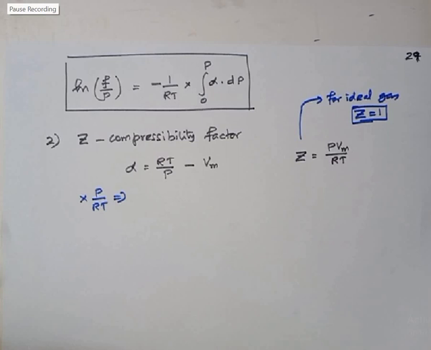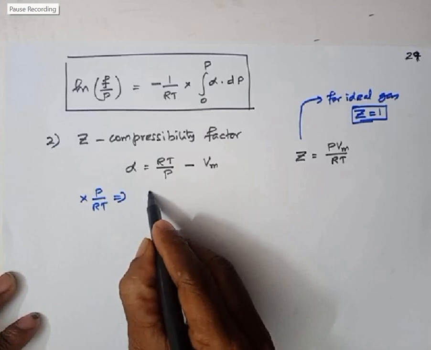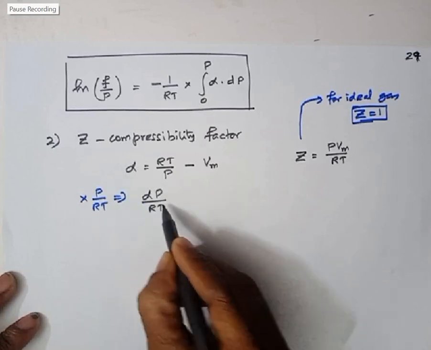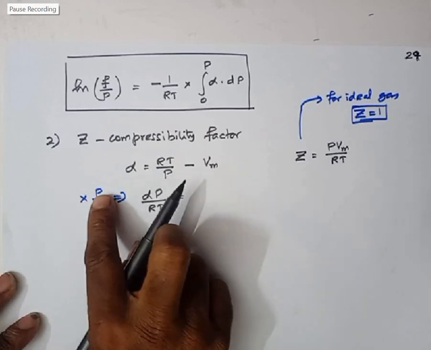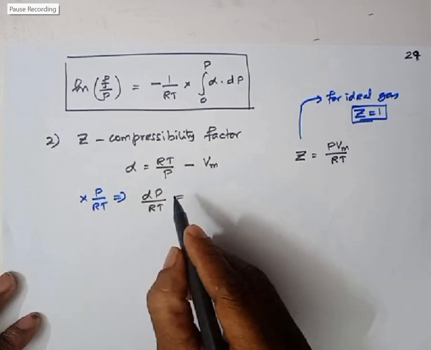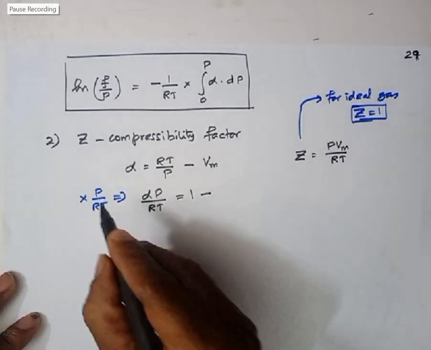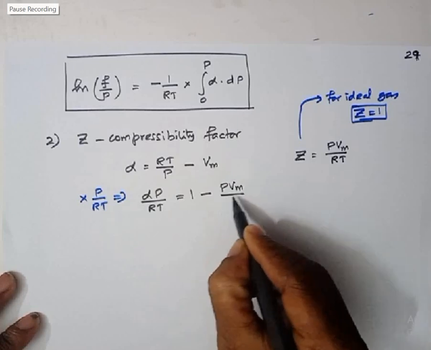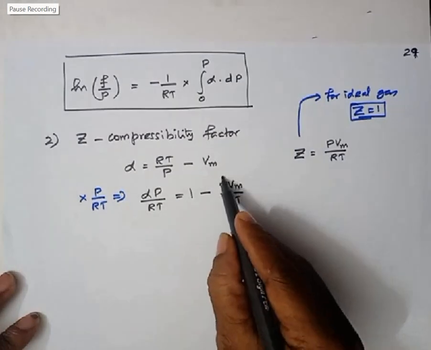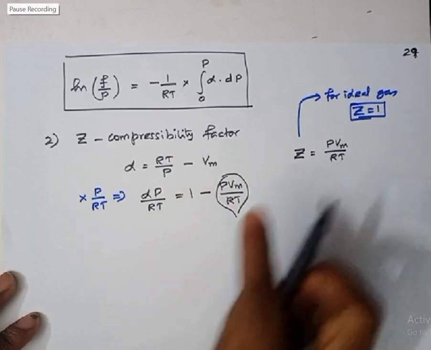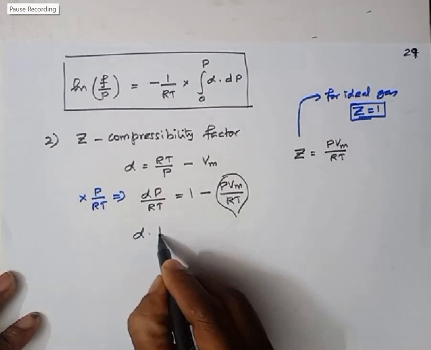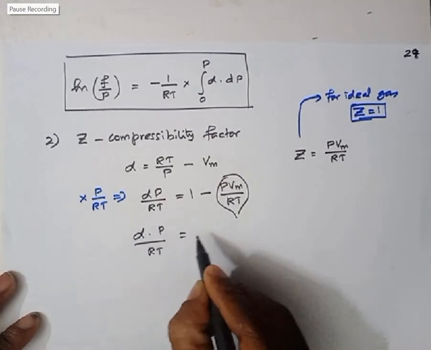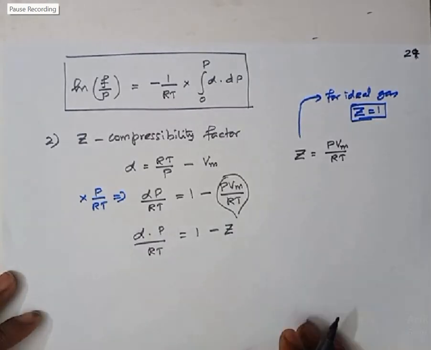So what we get is, in the left hand side we have alpha, so multiply with the P. So alpha into P and divide by RT equal to here, if I multiply with the P, I have P in the denominator here. So this P and this P cancel, RT cancel. So we will get 1 here. Minus, if I multiply here, I will get PVM by RT. Now see this. What is PVM by RT? PVM by RT is nothing but compressibility factor. Correct? So alpha into P by RT equal to 1 minus compressibility factor.